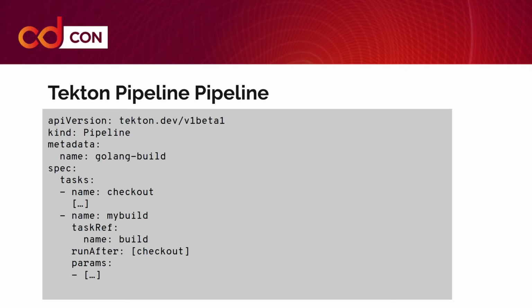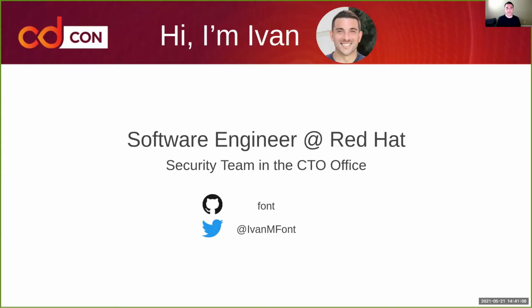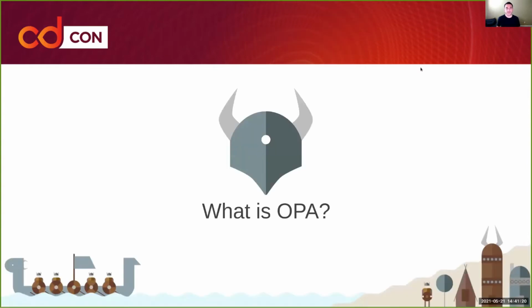Now I'll give the hand to Ivan to talk about OPA. Thanks, Vincent. Hi, I'm Ivan Font. I'm a software engineer at Red Hat, and I'm focused on securing software supply chains as part of the security team in the CTO office.